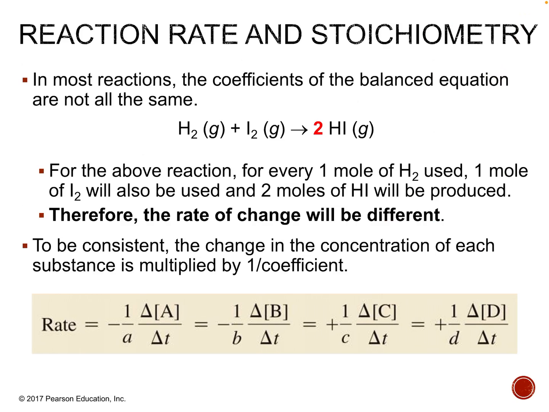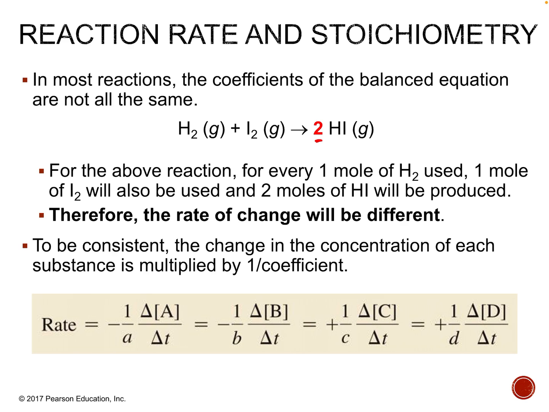So we can use stoichiometry to look at our reaction rates, right? Because most times it's not this one thing plus this one thing makes this one thing. We usually have coefficients. They don't all normally react on a 1-to-1 ratio. That's not very common. And so for the reaction that's written here, for every 1 mole of hydrogen that's reacting, we will also use up 1 mole of iodine, and we will produce 2 moles of hydrogen iodide, okay?